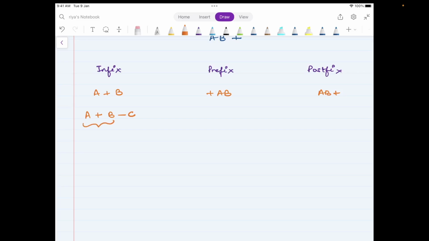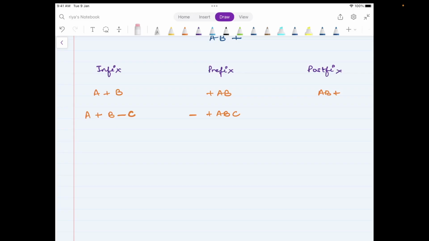First you will do A plus B, so this is plus AB, right? And then whatever the result is for this is basically done minus C. So minus as an operator comes first and C comes later. Okay, so this kind of expressions have already defined the ordering of the elements based on what this is. Let's see for postfix and you will understand.